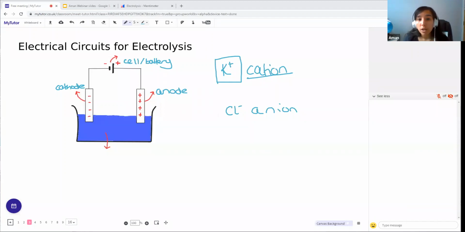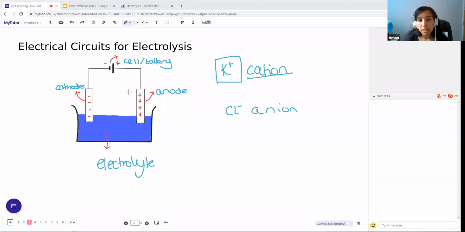Good, it's the electrolyte. Excellent, electrolyte. So electrolyte just means either molten or in a solution, your ionic compound. That is the electrolyte. Excellent, well done everyone. Okay, any questions on the equipment that we use then?